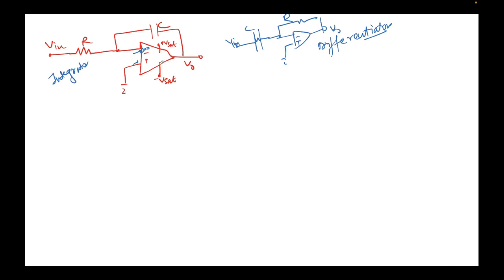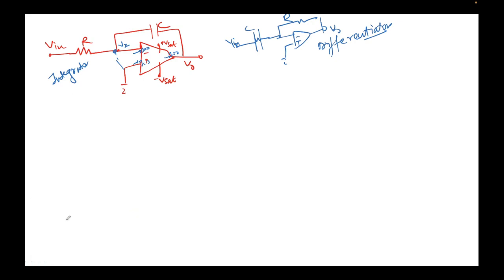Let's derive this. Just don't go on my word, we'll derive this. So current would be 0 here because this is ideal, virtual short, assume this voltage to be Vx. Very good. Now let's solve the problem.